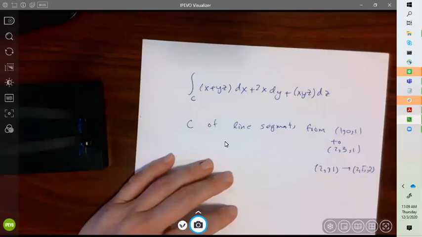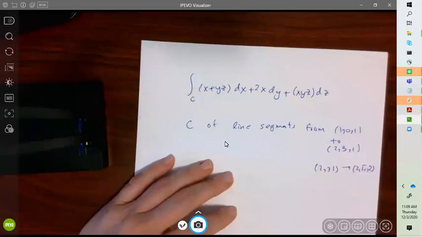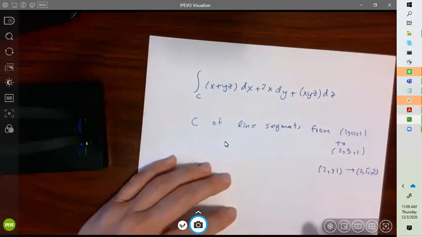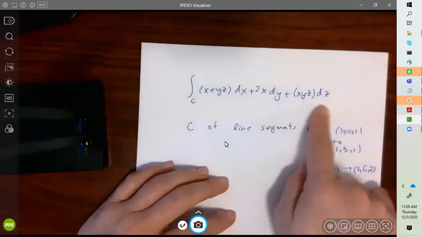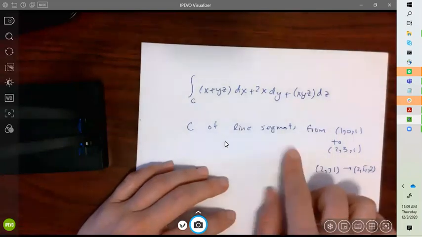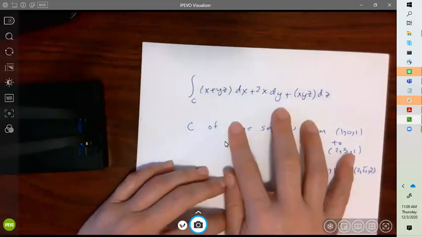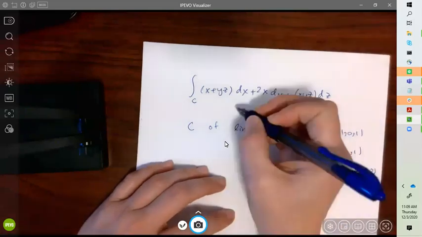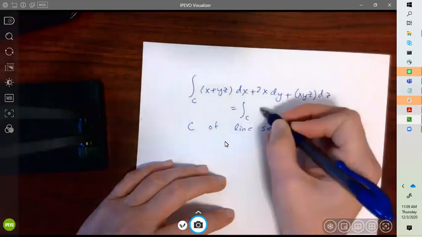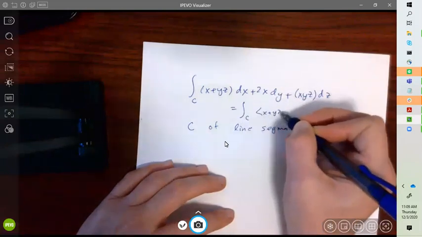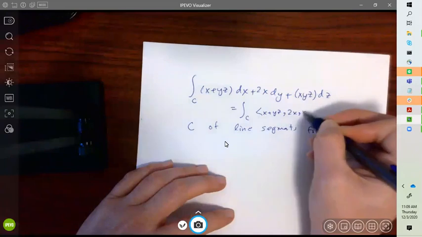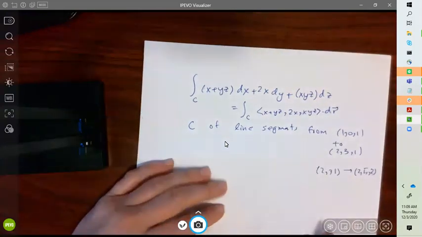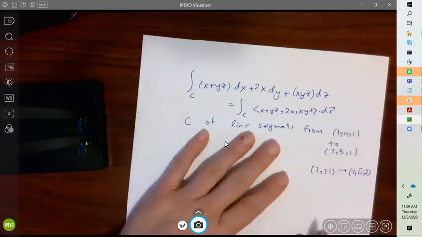Useful for later. So the question is asking to find this line integral. Oh, this is a line integral, by the way. How do I know what this is? This is basically the dot product of x plus yz, 2x, and xyz, dr. Right? And so it's a line integral.